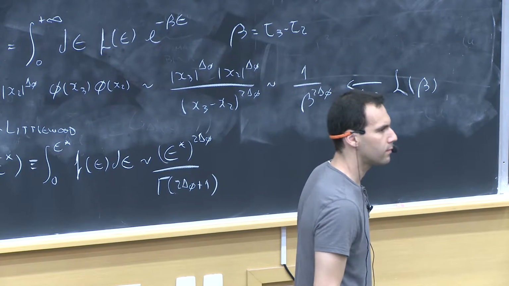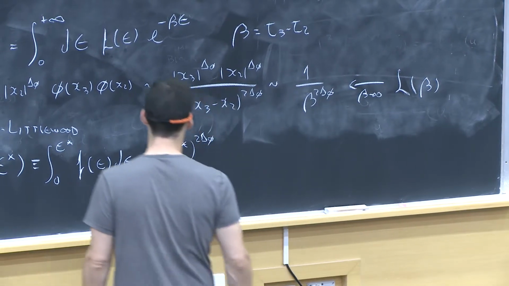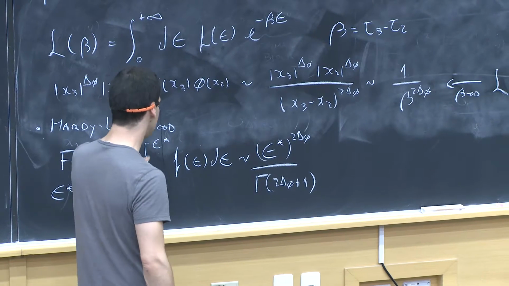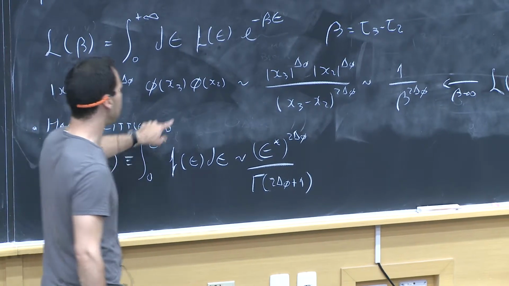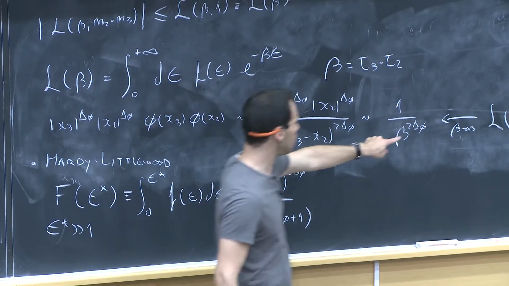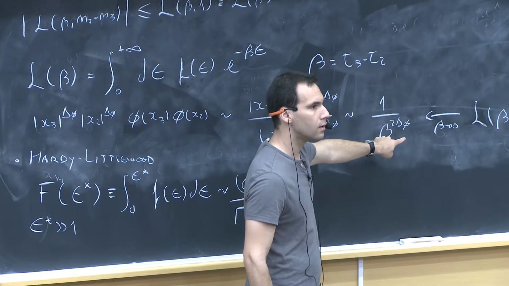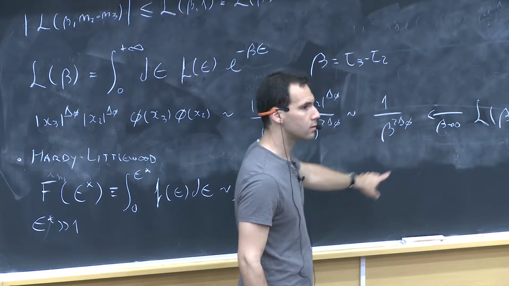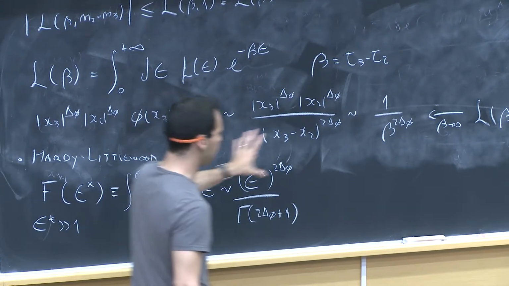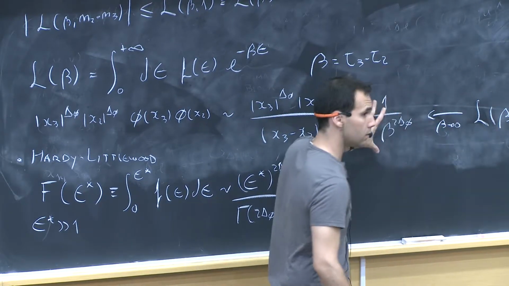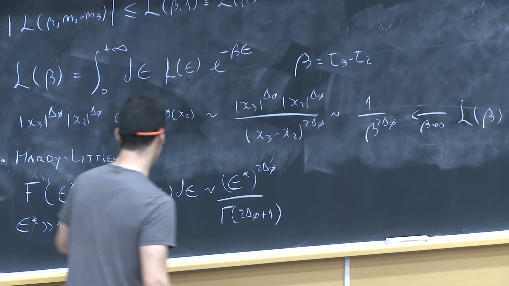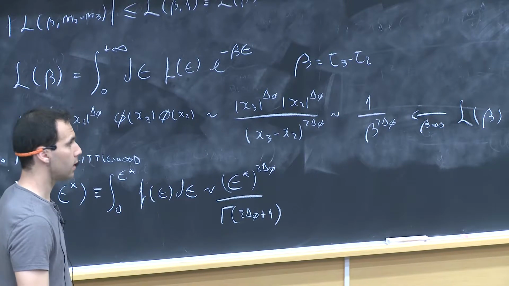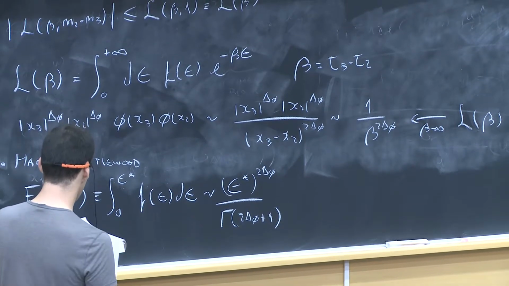To believe that any function of E would always integrate to this asymptotically. It's not any function of E, because when beta goes to 0, this has to give you a power law. Yes, of course. So if this is true, then this has to be true. Sorry if that wasn't clear.